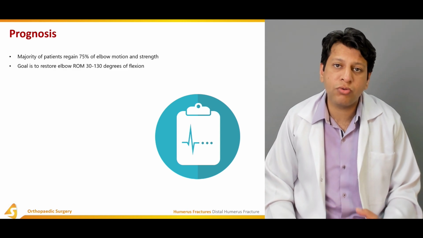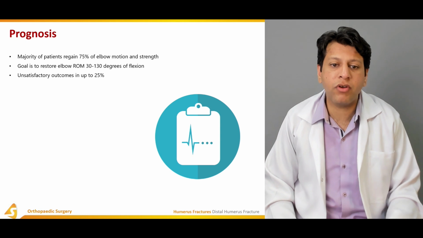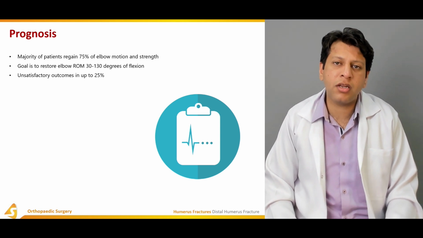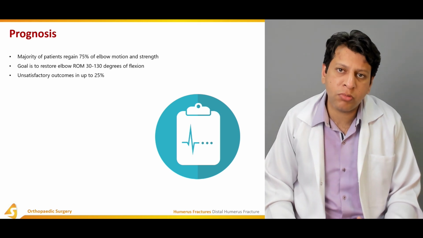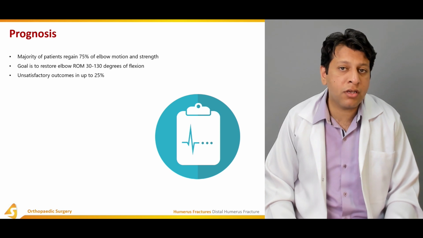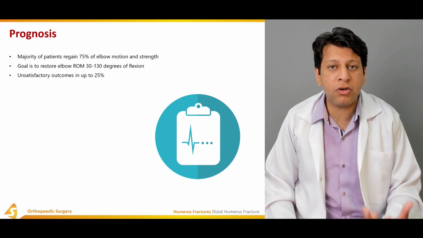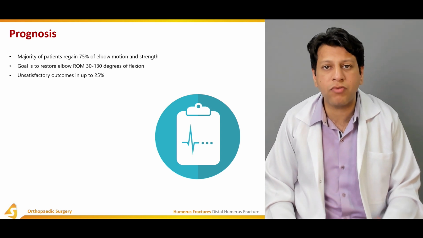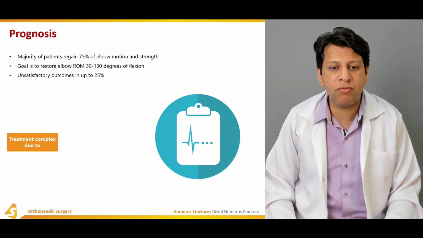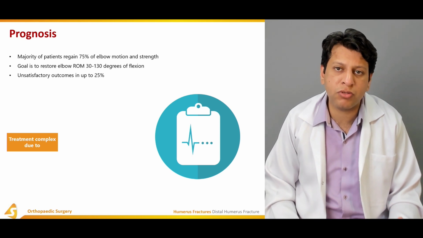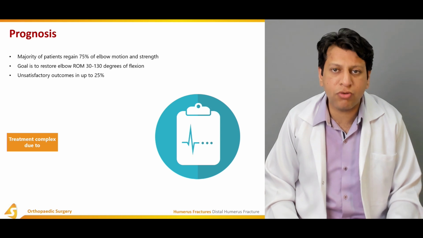And our goal is to go for 30 to 130 degrees of flexion. Usually an unsatisfactory outcome occurs in 25%, when either the associated injuries are so many, or there is a highly comminuted fracture, they may be associated with elbow dislocation, or there may be a terrible triad like this: distal humerus fracture, radius ulnar fracture along with the capitulum fracture. So when there are complicated fractures, you usually have a less favorable prognosis, but most of the time it has a good prognosis.